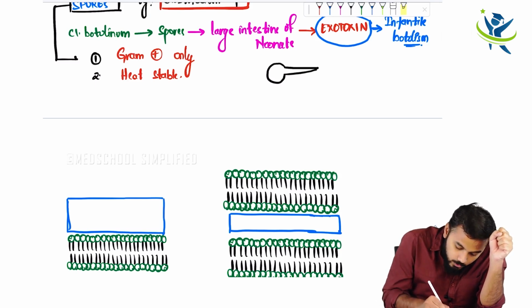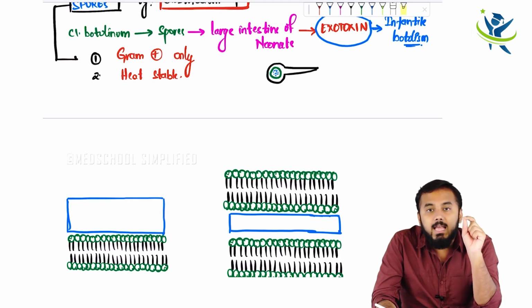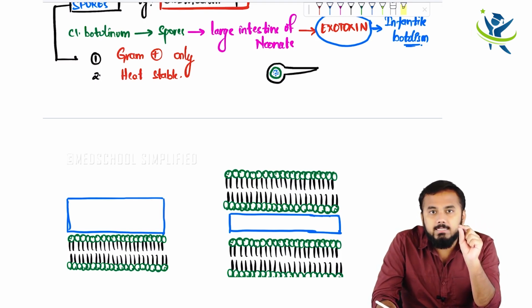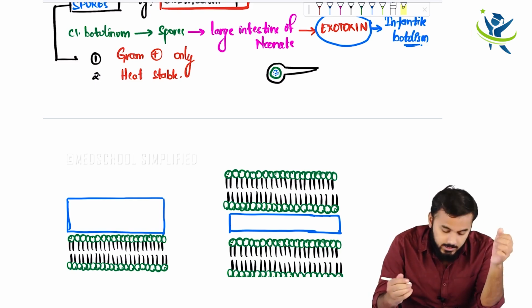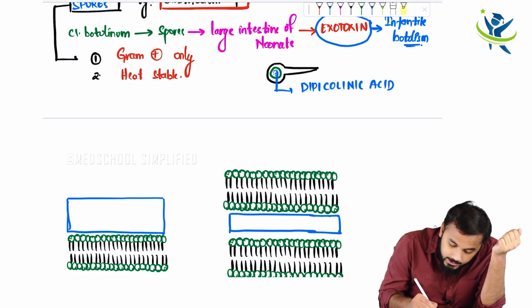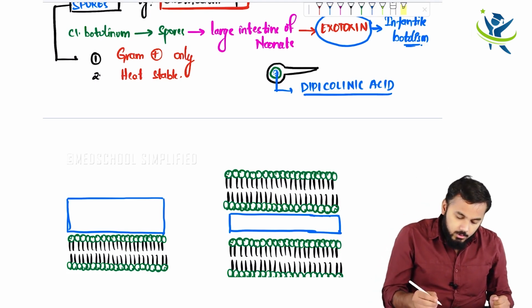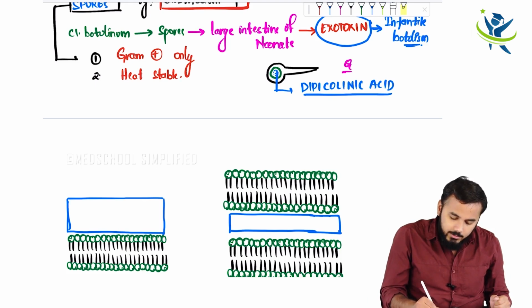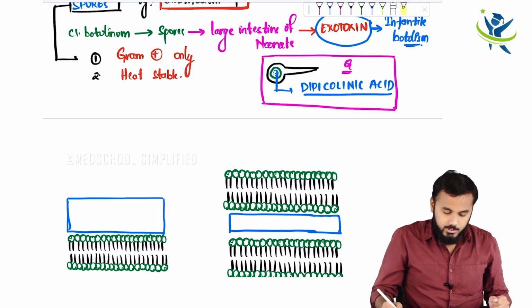Now within the spore, deep inside the spore, you have got these blue color dots, right? These blue color dots are nothing but a very important acid called dipicolinic acid. With the help of this dipicolinic acid, these spores become heat stable. They contain dipicolinic acid, which makes these spores stable. Okay, fine. So can I tell that this can be an MCQ? Obviously, yes, this will be an MCQ. This is an important thing.